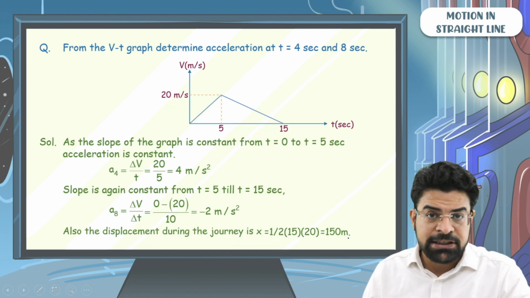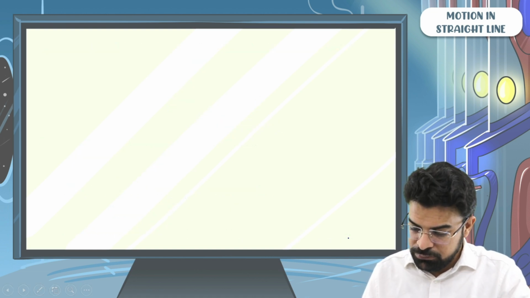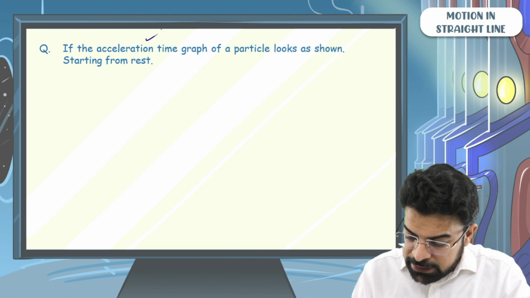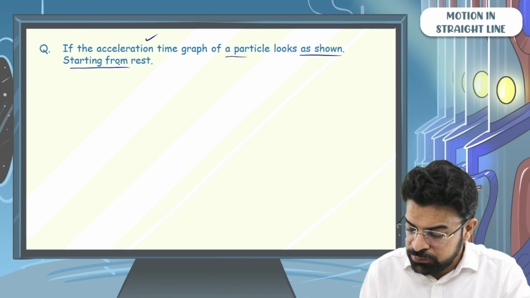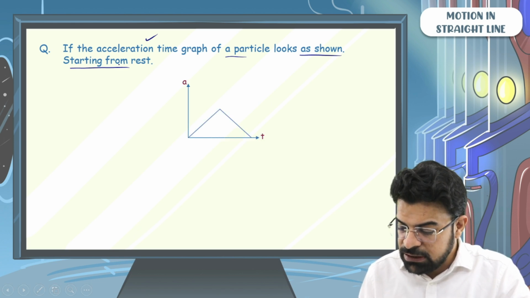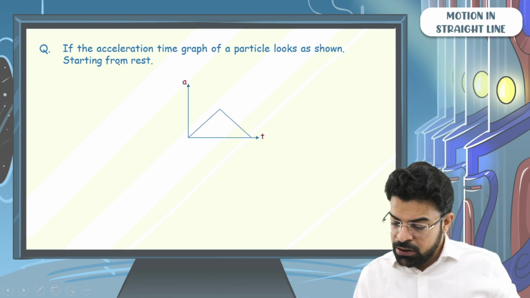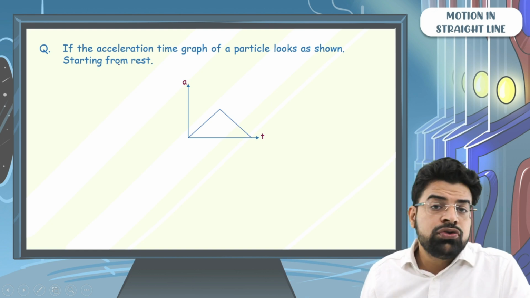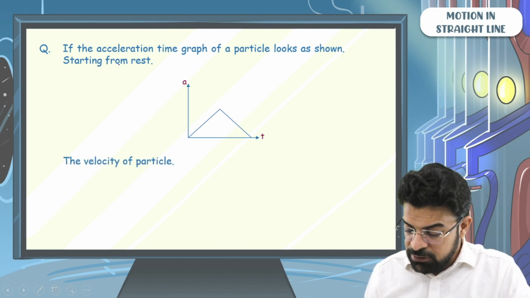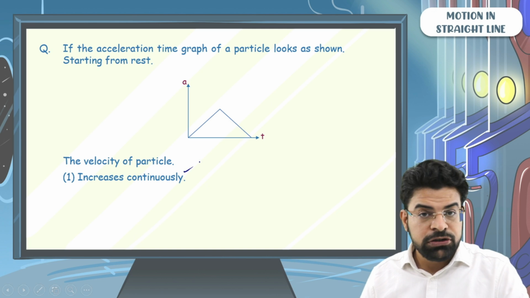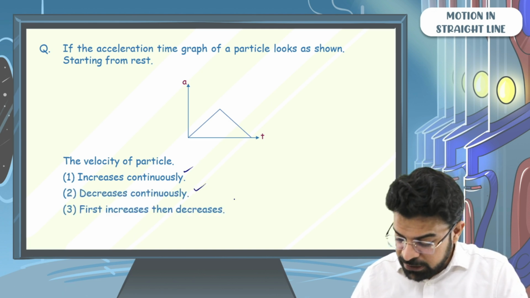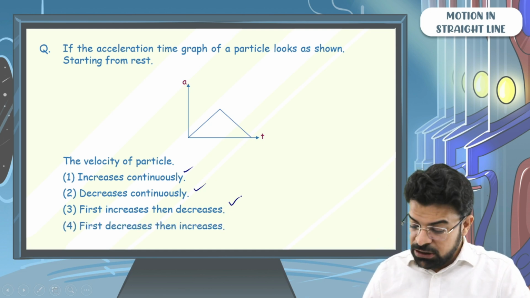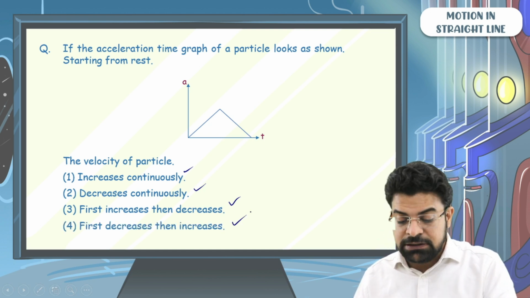Let's see next example. If the acceleration time graph of a particle looks as shown, starting from rest, so this is the acceleration time graph. You have to choose one of the four options. First option, the velocity of particle increases continuously. The velocity of particle decreases continuously. The velocity of particle first increases then decreases. The velocity of particle first decreases then increases.